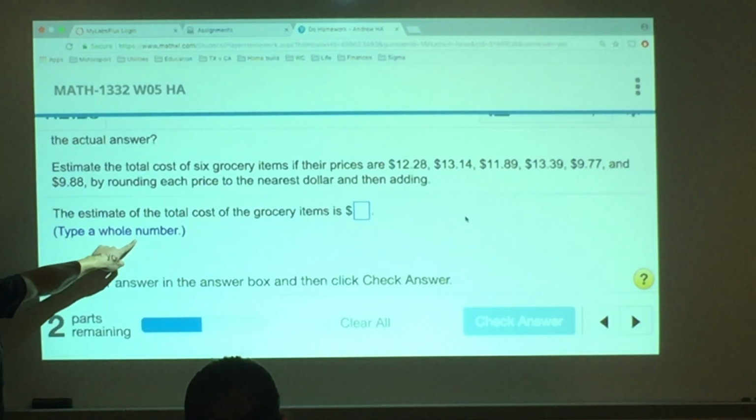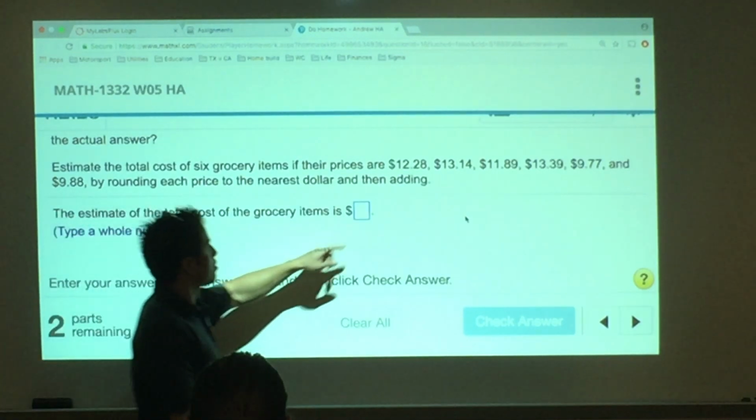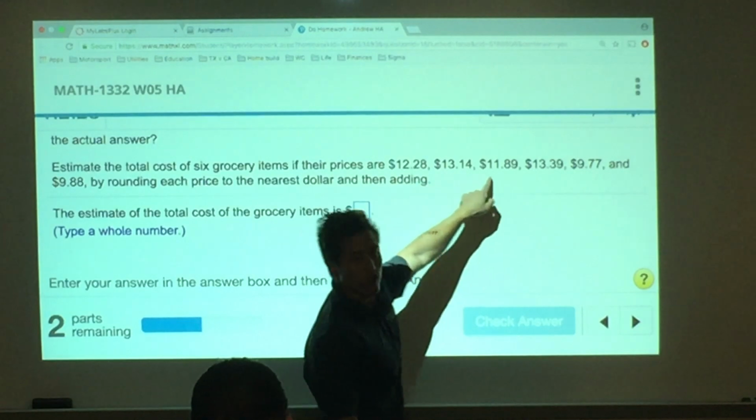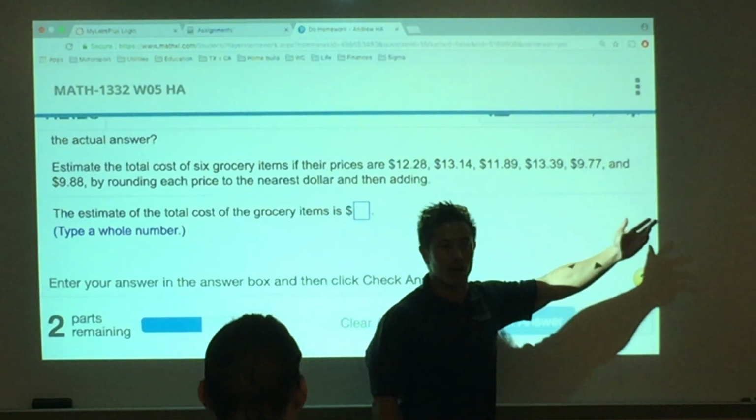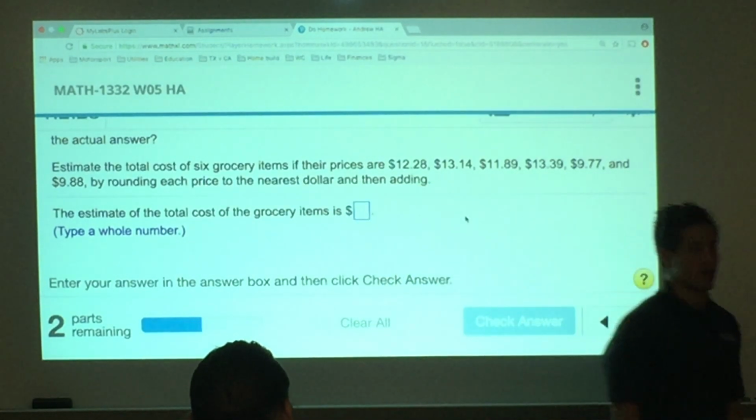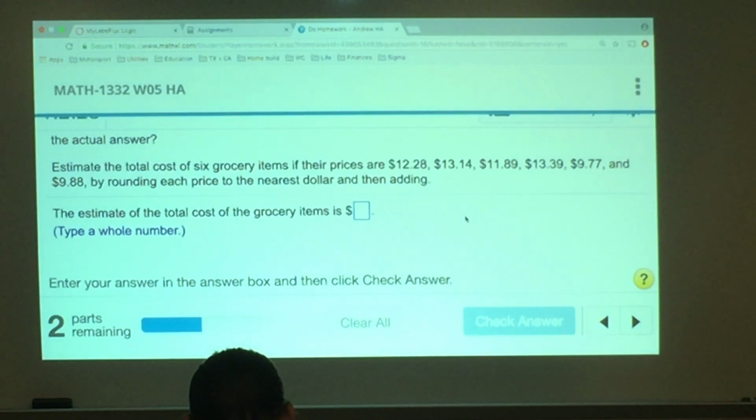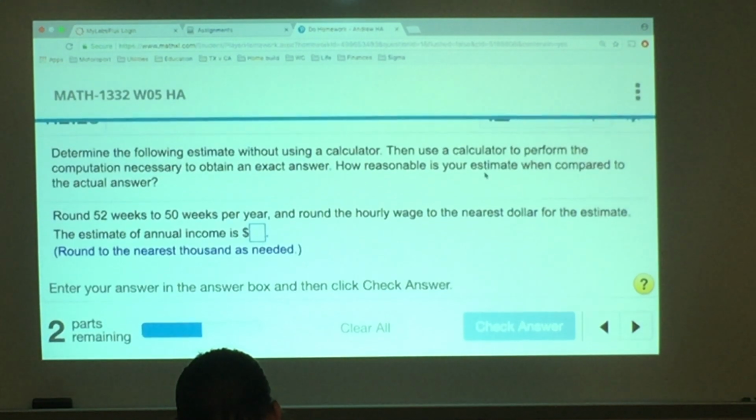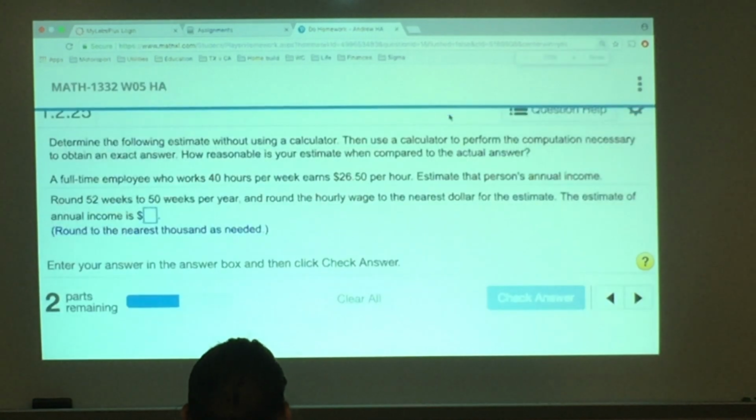So they say type a whole number. So what do you think you should do? Round these to the dollar, right? And then add them all up. Does that make sense, guys? And always with section 1.2, it's a pretty straightforward section, okay? The same thing is true for this next one.